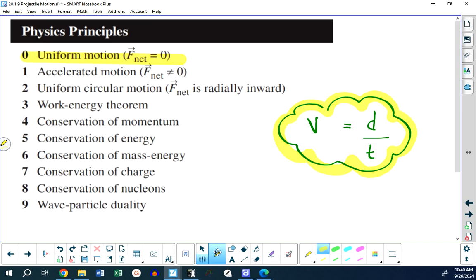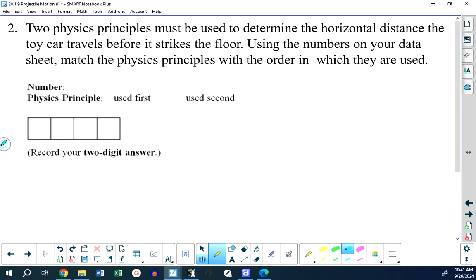this physics principle. You're using uniform motion. As soon as you use the concept of accelerated motion, whether we talk about A, VI, VF, all that stuff, as soon as you do that, you were talking about accelerated motion. That gets more complicated later in the course. But so what did we do first? It's not about what the car did. What calculation did we use first? We did an accelerated motion, right? So 1 followed by 0. 1 for accelerated motion, 0 for uniform motion. So this would be the answer to this question.